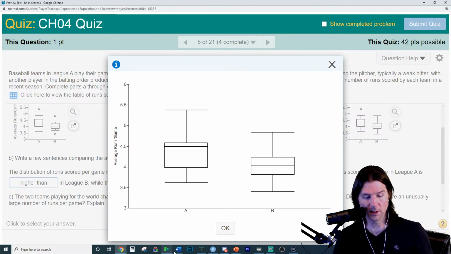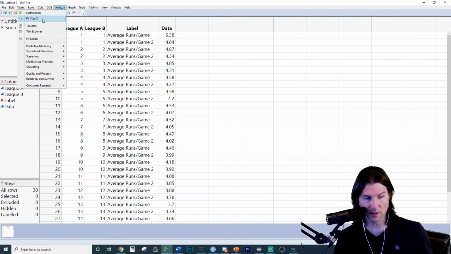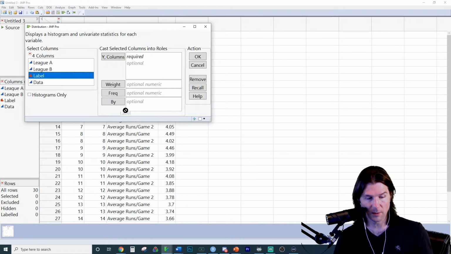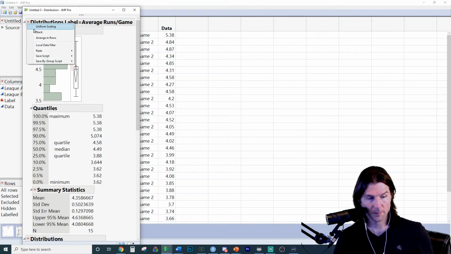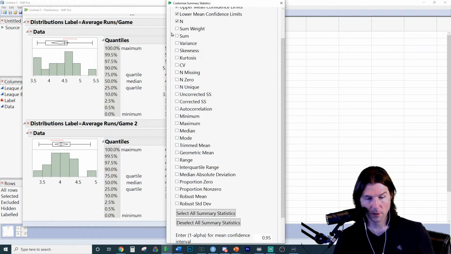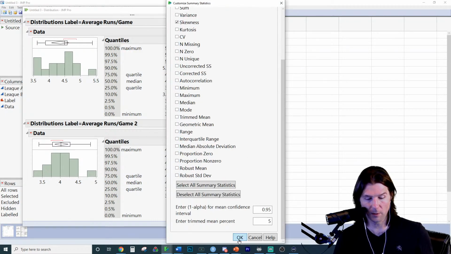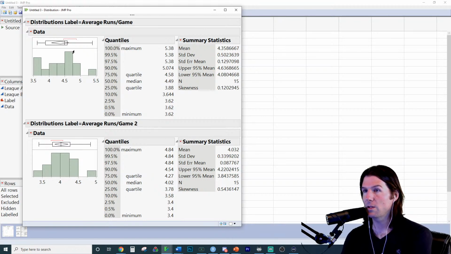You know what? Let's find out the real answer, because why debate it when we can do statistics on it? Let's go to Analyze, Distribution. This is something you don't have to do, but I always want to know the answers. So here we are. The answer to the question is, how skewed is it? We're going to answer the skew question by going here, and they are both right skewed. So they are right skewed.